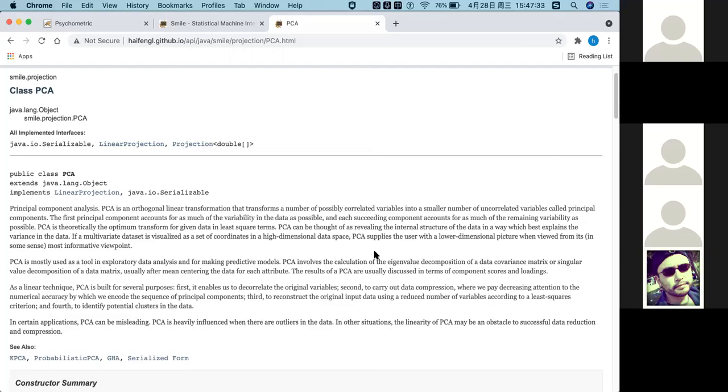How do you calculate the PCA? The largest variance. Largest variance of what? How do you calculate?